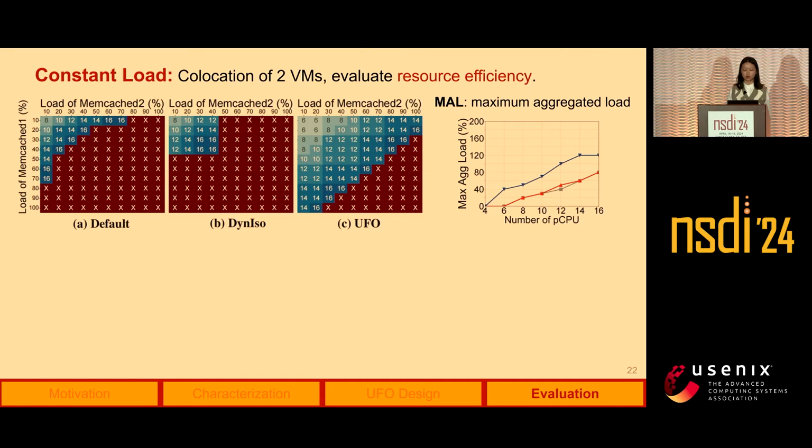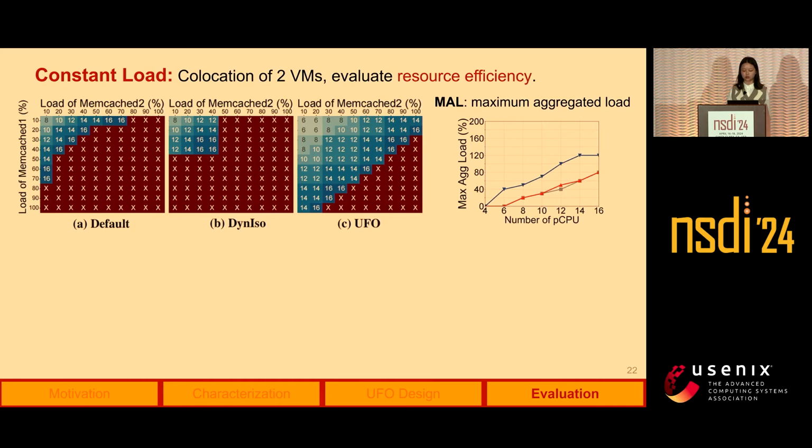From the heat map, we can see UFO significantly outperforms default and dynamic ISO. The number of blue cells is 64 under UFO, meaning that UFO is able to satisfy 64% of load combinations, whereas default and dynamic ISO can only achieve 19% and 16% respectively.